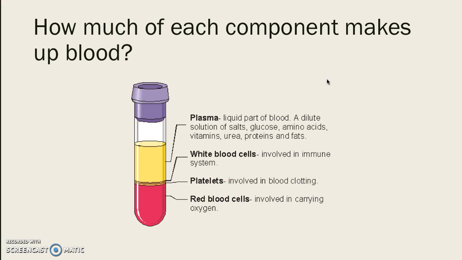So, how much of each component makes up blood? Well, as you can tell, if you took a vial of your blood and then you dyed each different part of your blood, this is what would come up. Plasma makes up a lot of your blood, as you can see in the yellow. White blood cells make up a tiny bit of it. Platelets make up just a little bit. And then red blood cells have the other large amount of your blood.